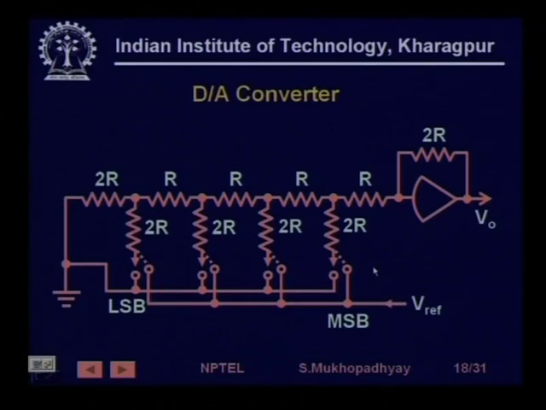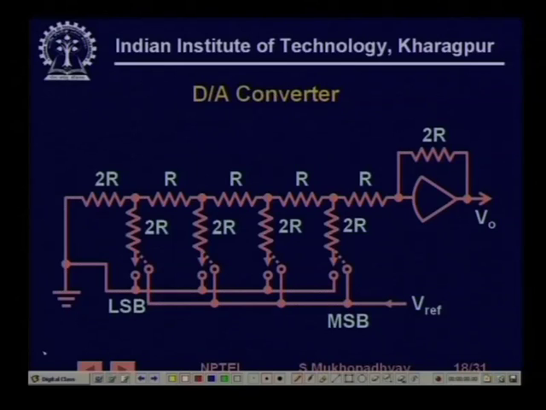So, you see that it is rather easy to show using simple network theory, that these are the switches which are actually controlled by these bits. Now suppose, let us take the simplest case, that I switch only this MSB. So it will get connected here and all the others are connected to ground. Then what is the voltage that will appear here?